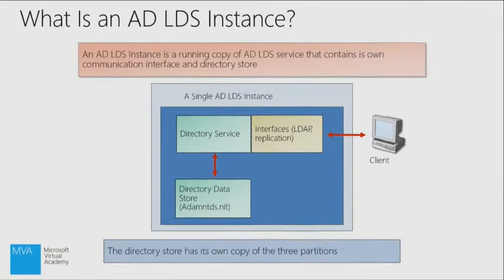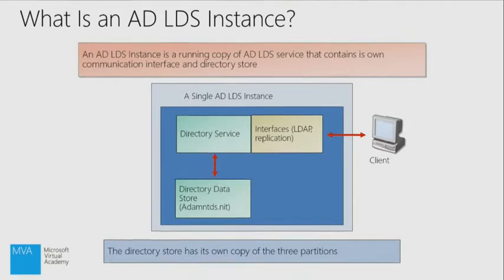An instance is a running copy of the service that contains its own communication interface and directory store. I'm trying to think of the best way to explain that. The reason we say instance in this case is that I can install multiple instances of ADLDS on a single server. This is very similar to SQL Server, where I can have one physical server running multiple discrete instances of SQL, individual databases, individually administered, and containing information on their own. ADLDS is no different. A single instance on this slide provides the directory service itself, as well as the interface, LDAP and replication, and then the directory data store.